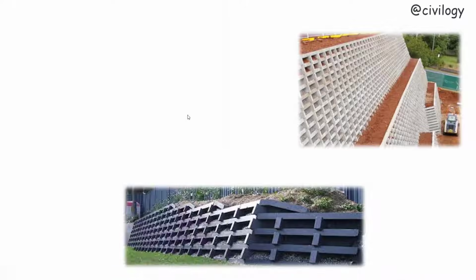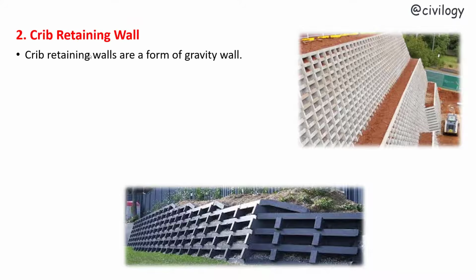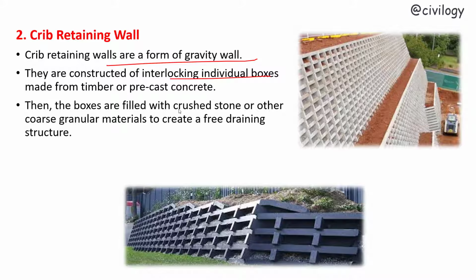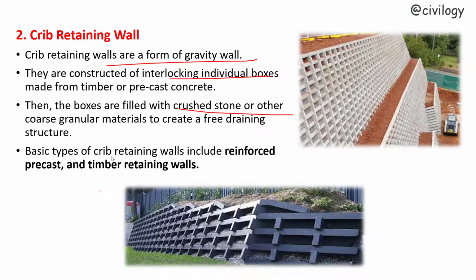Next, crib retaining wall. So what is a crib retaining wall? These are a form of gravity retaining wall. They are constructed of interlocking individual boxes made from timber or precast concrete. These boxes are filled with crushed stone or other coarse granular materials to create a free draining structure. Basic types of crib retaining walls include reinforced precast and timber retaining walls.